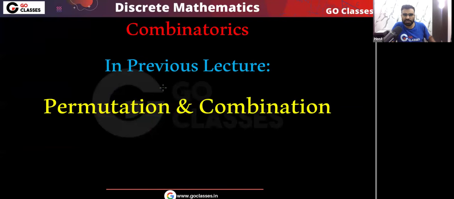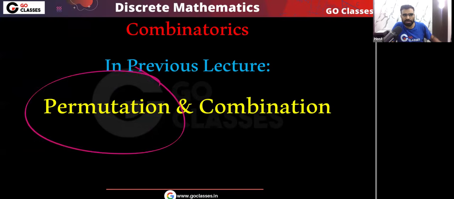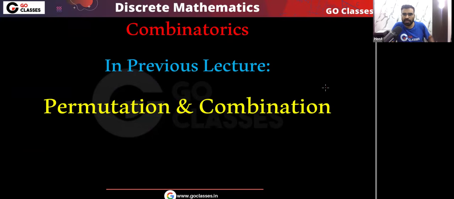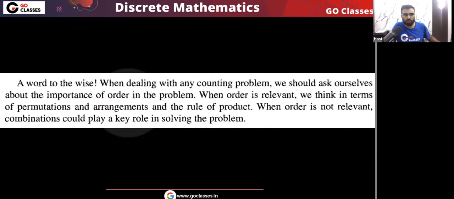In the previous lecture, we have studied permutation and combination. We have seen that in permutation, the order of chosen elements matters, and in combination, the order of chosen elements does not matter. So permutation and combination we have already seen in the previous lecture.